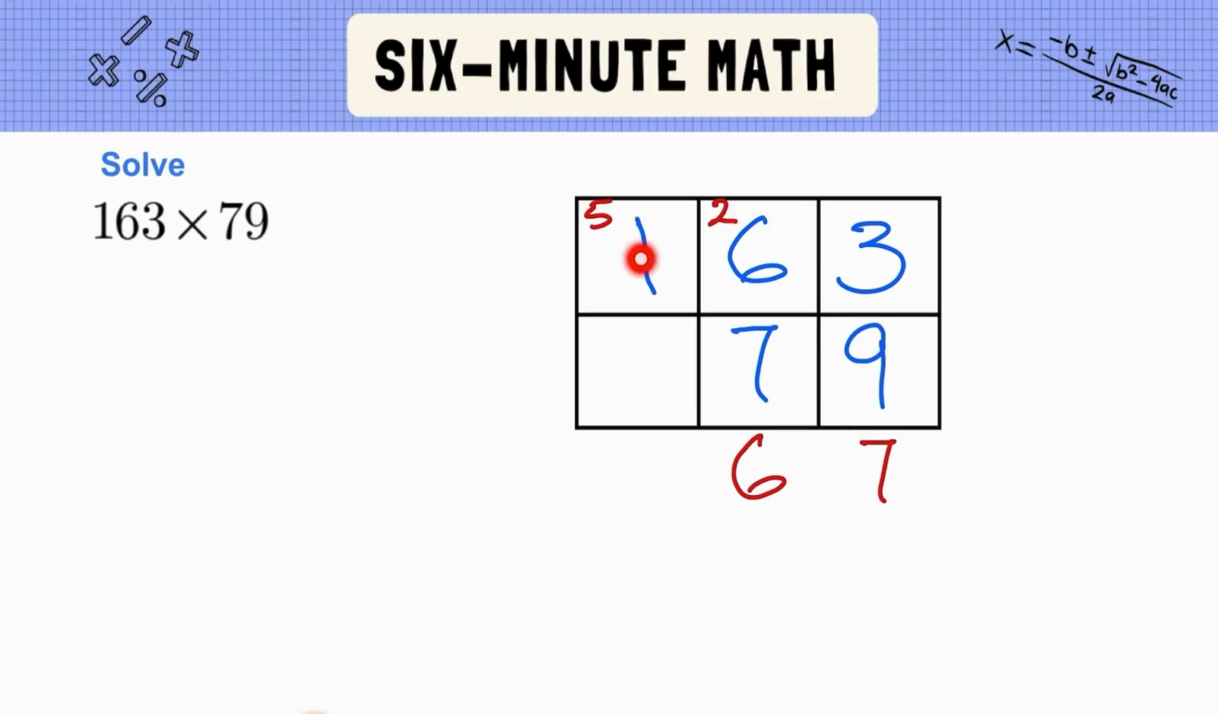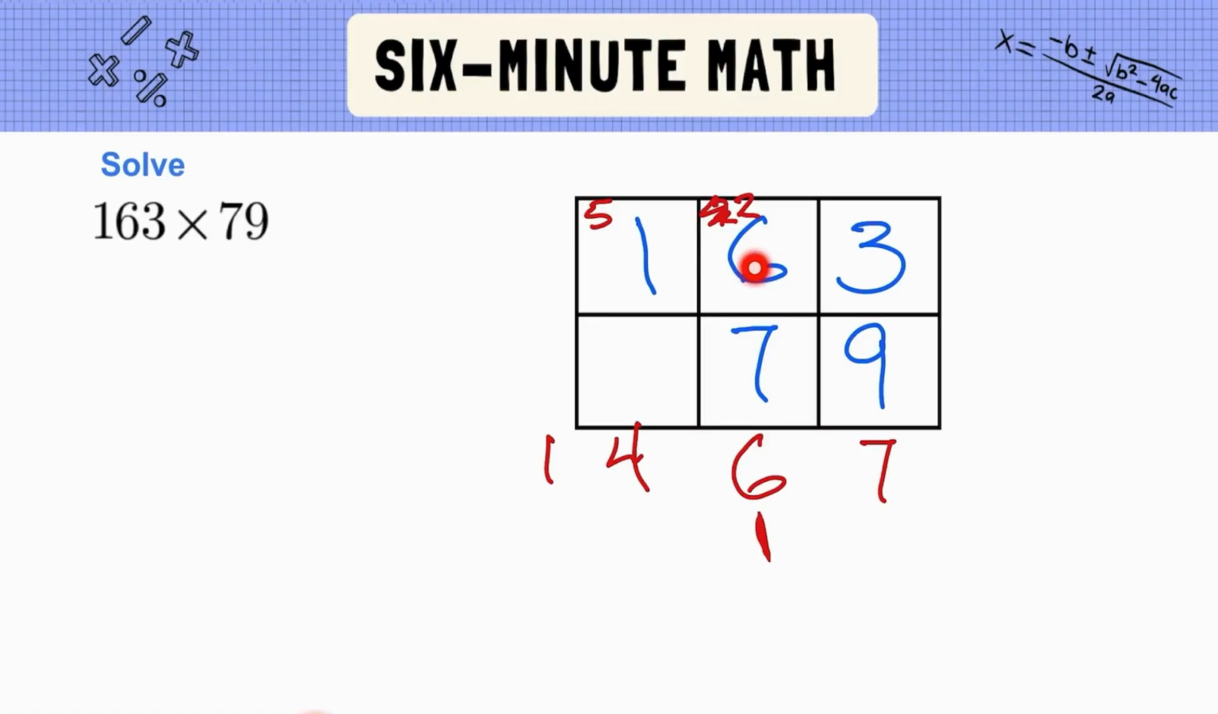And then 9 times 1 is 9. Plus 5 is 14. We're now going to start in that tens position. 7 times 3 is 21. Our answer is going to start in that tens. So we're going to drop the 1, carry a 2.